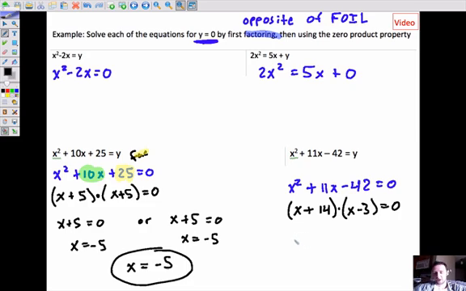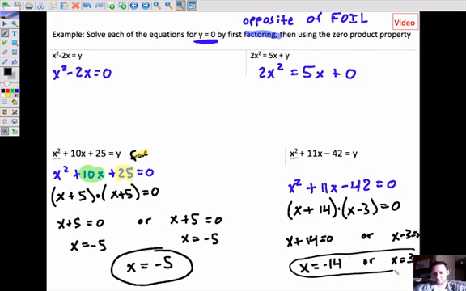Now we're just down to the easy part. X plus 14 equals 0, or x minus 3 equals 0. X equals negative 14, or x equals 3. And that is my answer. In terms of the graph, that means that the x-intercepts are at negative 14 and at 3. Over here on our first one, if it only has one x-intercept, we talked about this last week, this would mean that the vertex is actually at x equals negative 5, since it only has one.